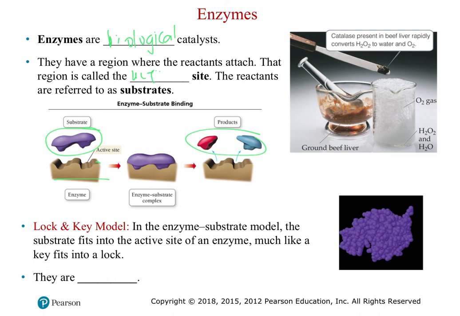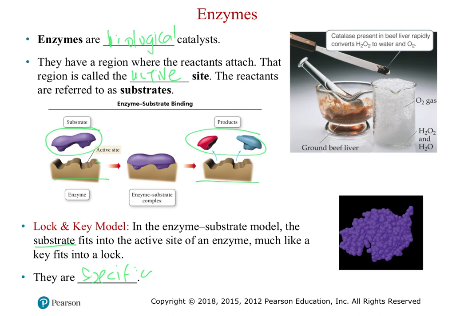Let me just write active site here. The lock and key model says that the substrates fit perfectly into the enzyme, much like a key into a lock. These enzymes are specific to this one type of reaction, and other substrates won't be able to bind because they don't fit. So they are very specific to the substrates and that type of reactant.